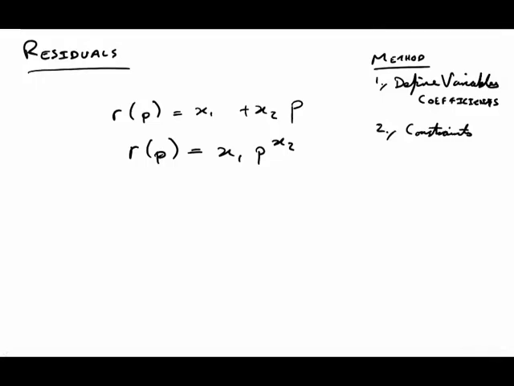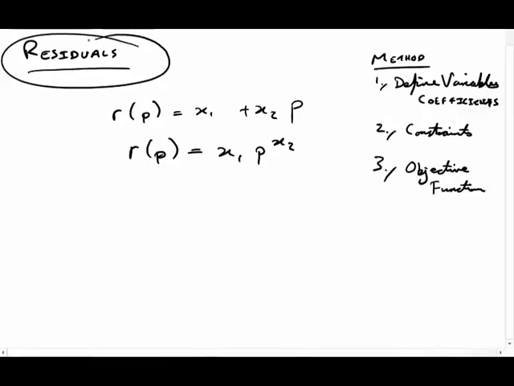Okay, so step 3 then was to try and find the objective function, the thing which we have to either maximize or minimize. Well, the objective function is actually something known as a residual. The objective function is what's known as the residual. So the objective function is basically trying to find the quality of fit.